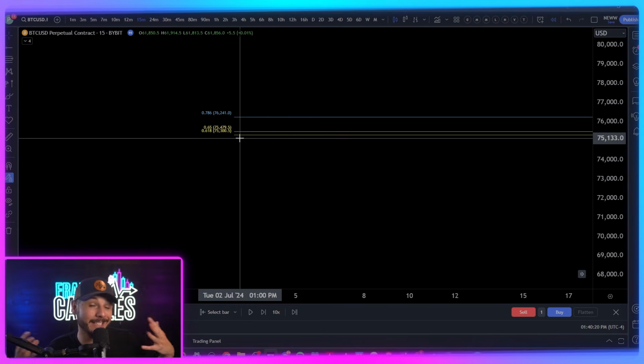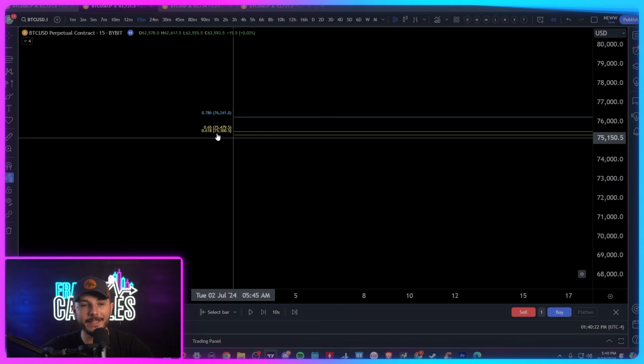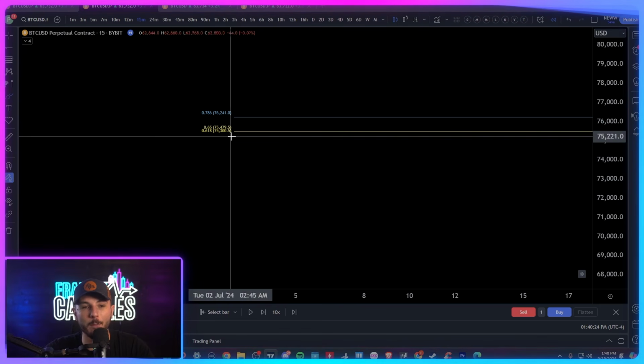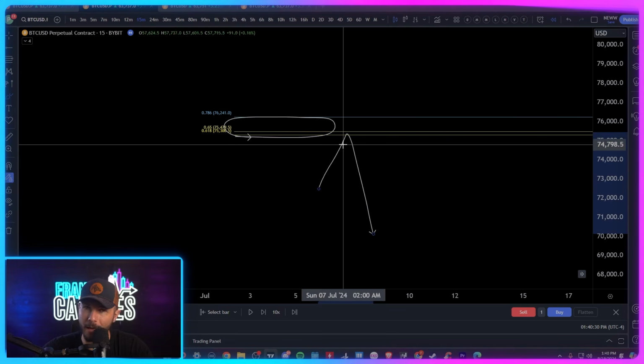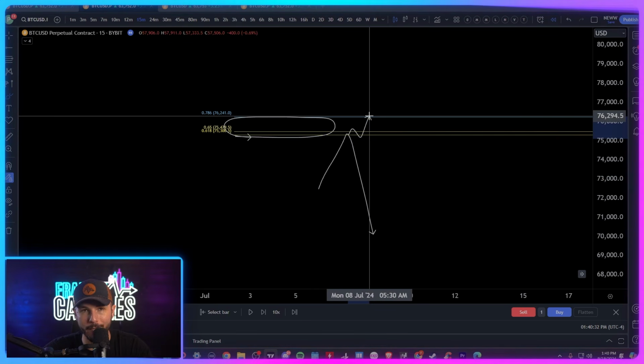In my experience, it does seem to be one of the strongest levels, but I like to combine it with the 0.786 to create somewhat of a zone, because sometimes you won't reject this golden pocket perfectly. A lot of times you will, but not all the time. Sometimes you will go up for that retracement to the 0.786.